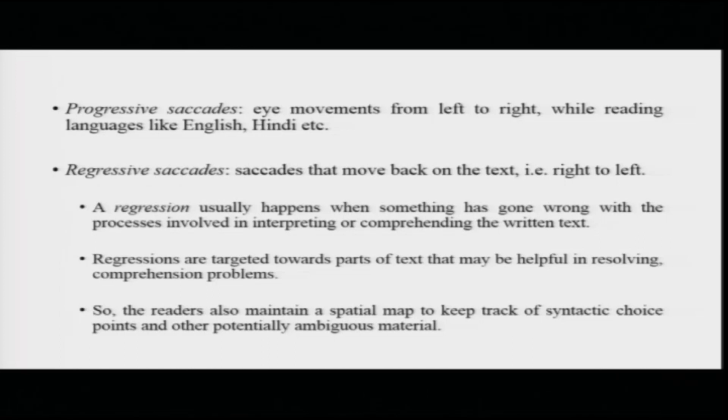While sometimes you read the sentence, at the end you do not really understand something and you come back. This coming back is called a regressive saccade, or a regression in eye tracking papers. Regression usually happens when something has gone wrong with the process involved in interpreting the symbols, the words, or comprehending the text. These regressions are targeted towards parts of the text that may be helpful in resolving comprehension problems.